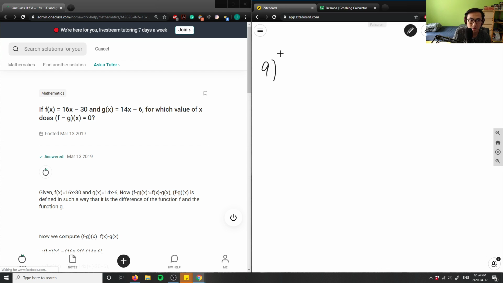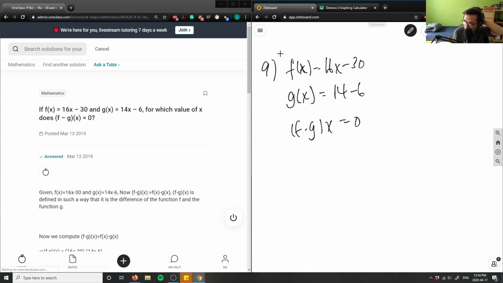So it says here, 9. If f of x equals 16x minus 30, and g of x is 14x minus 6, for which value of x does f minus g of x equal 0? So what I have to do is, this is not a composite function, but I'm putting two functions together, right? I have f minus g of x, which means f minus g of x equals f of x minus g of x, right?